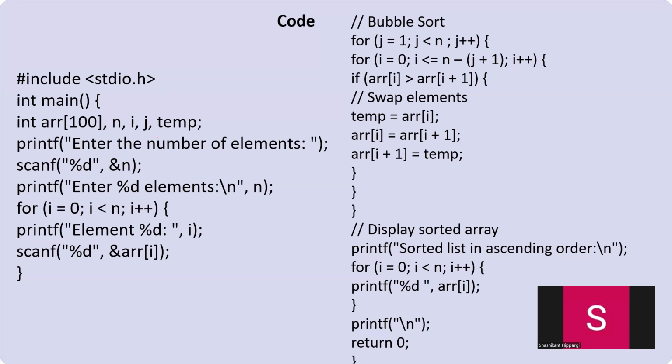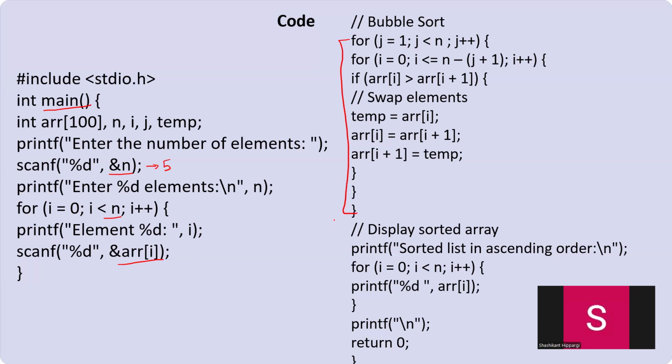The logic that we have seen till now, we are going to put into code. So this is the main function where we are reading the total number of elements first. In our example, this is 5. We are going to read n number of elements into this array. Now we have a logic here for the bubble sort.